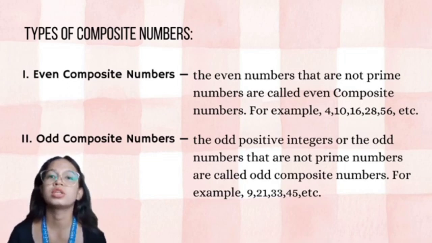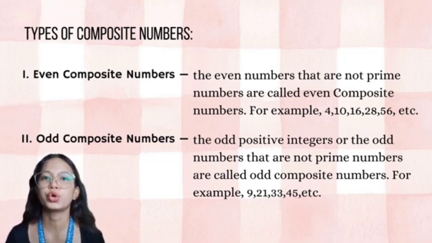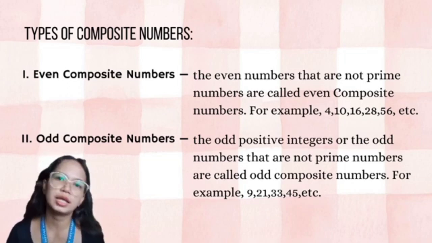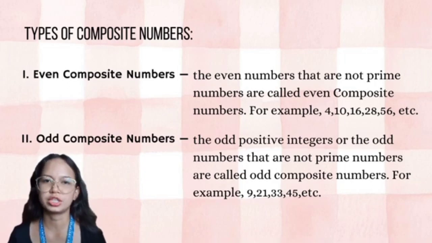Next is odd composite numbers. The odd positive integers, or the odd numbers, that are not prime numbers are called odd composite numbers. For example, 9, 21, 33, 45, etc.